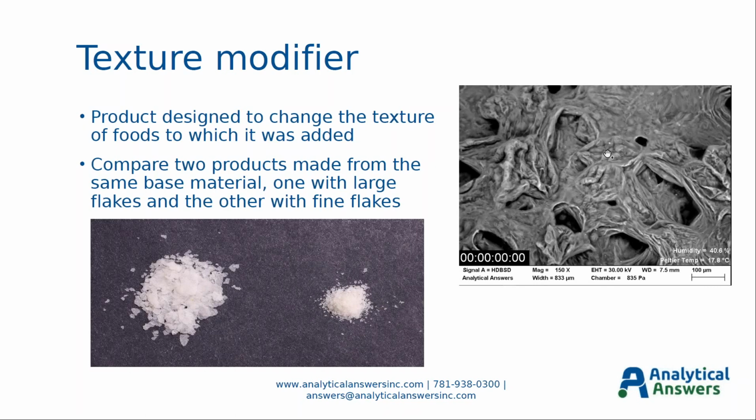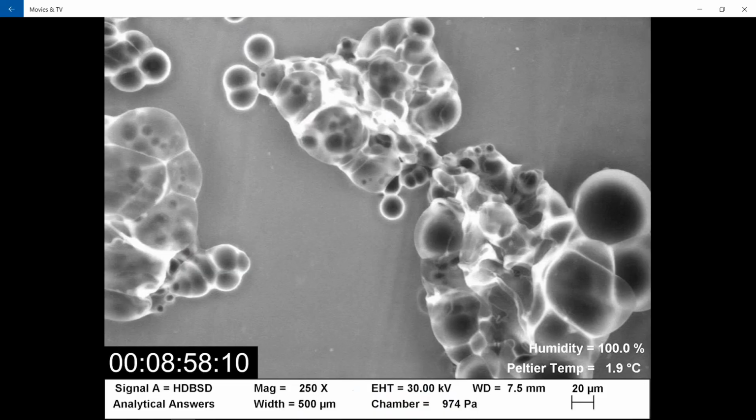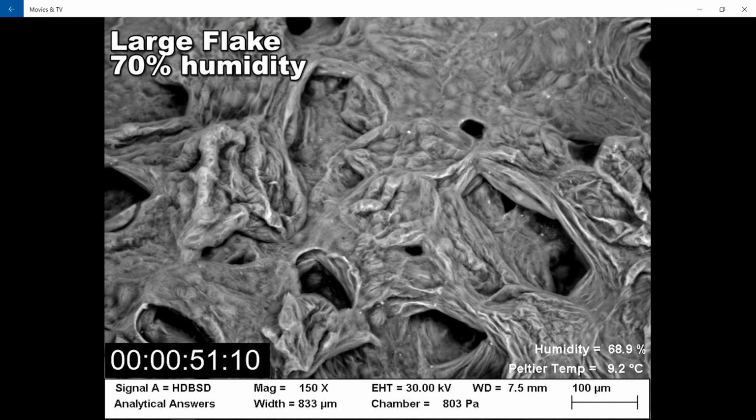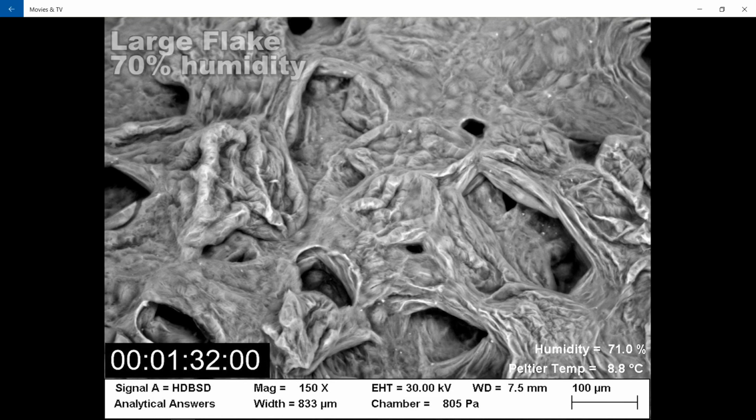One results in a very large flake material, and the other results in a very small flake material. This is what the starting material looks like. It's got some very large pores in it, and some highly wrinkled surface area, which would add a lot of texture. Now we're going to go to our next video, which is an example of looking at the large flake material.